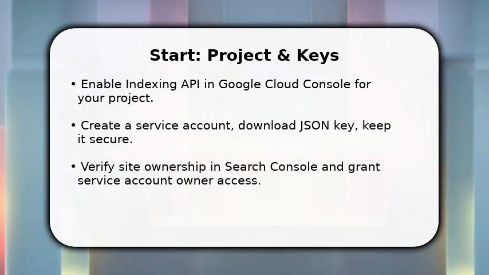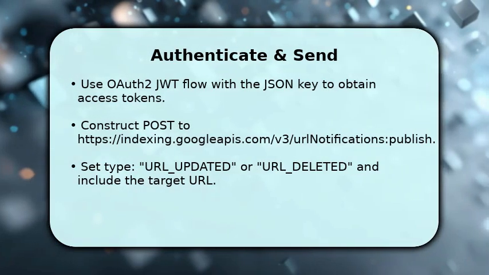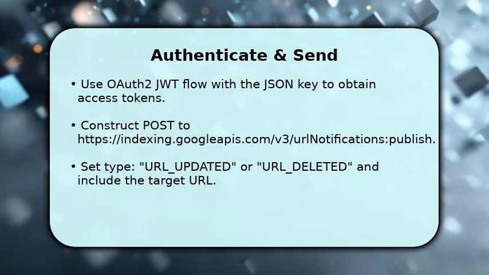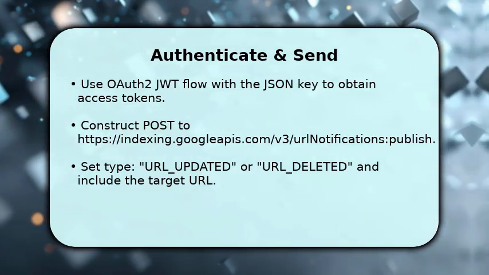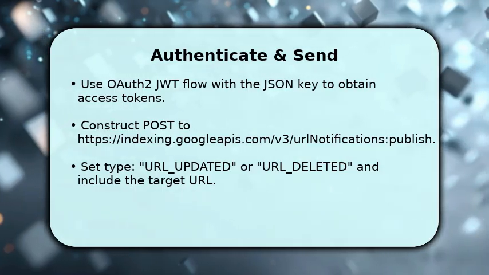You now authenticate using the JSON key with a JWT or official client libraries to get an access token. This is how Google recognizes your site. Next, construct a post to the index notifications endpoint with the token in the authorization header.